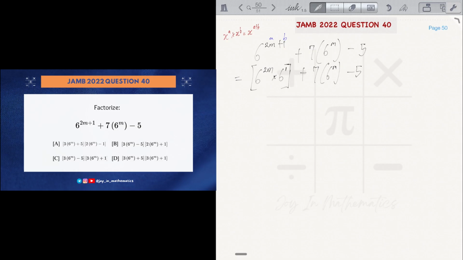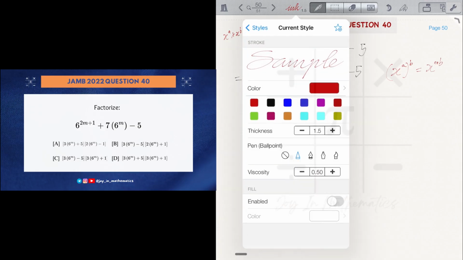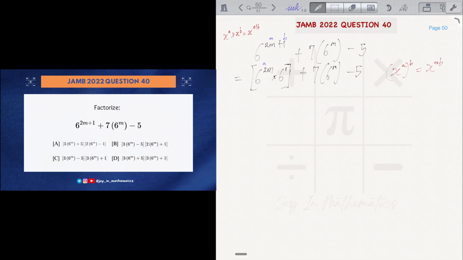Similarly, in indices, we have what we call the power law, where we have x raised to the power a, raised to the power of b, is x raised to the power ab. So if we call this a and this b, and apply this to the second line, we can go further and say this is 6 raised to the power of m, raised to the power of 2, multiplied by 6 raised to the power of 1, plus 7 into 6 raised to the power of m minus 5.